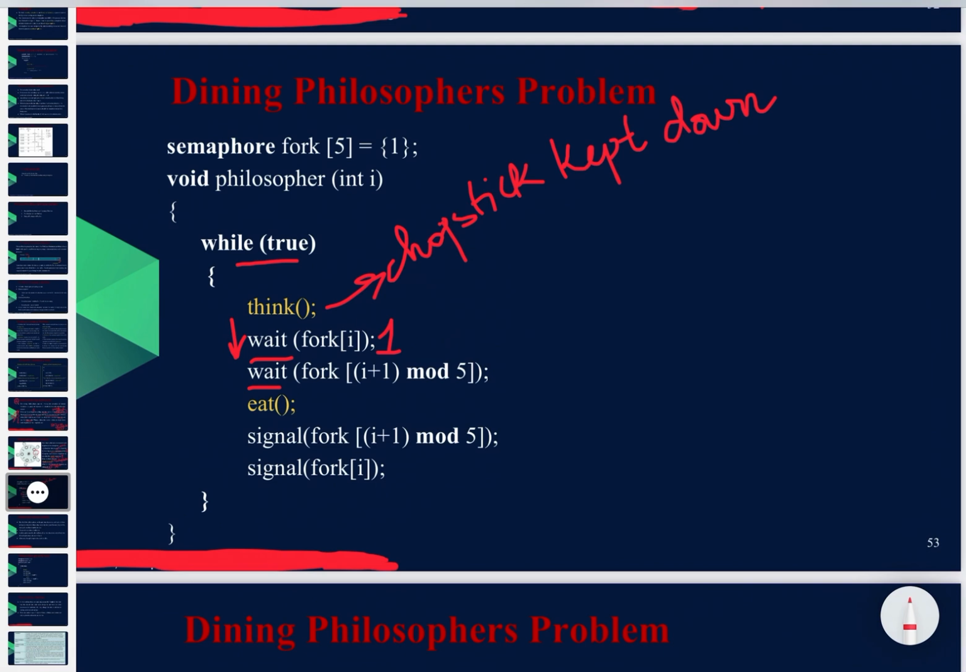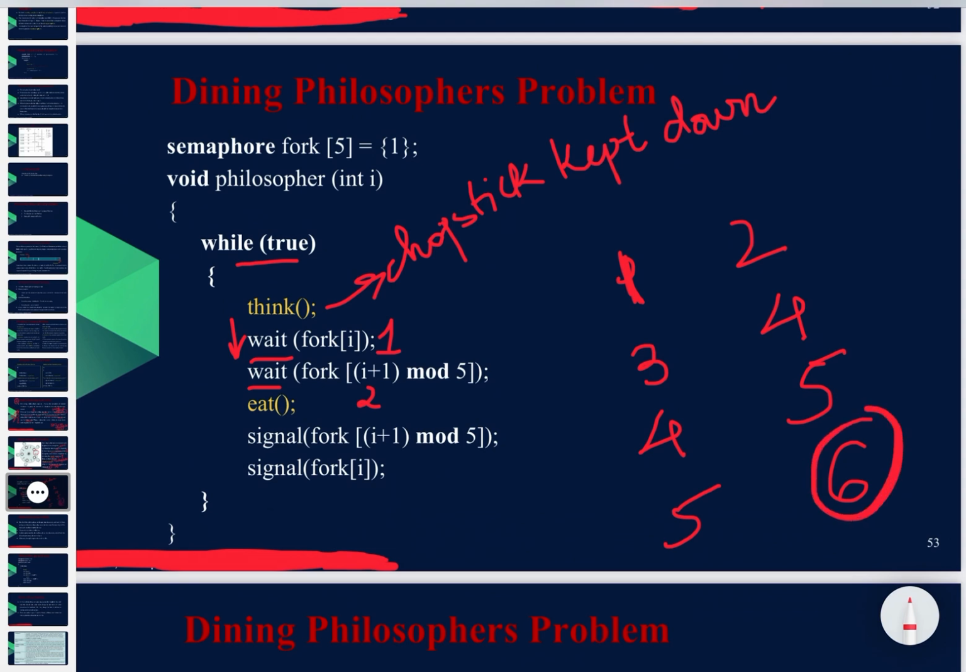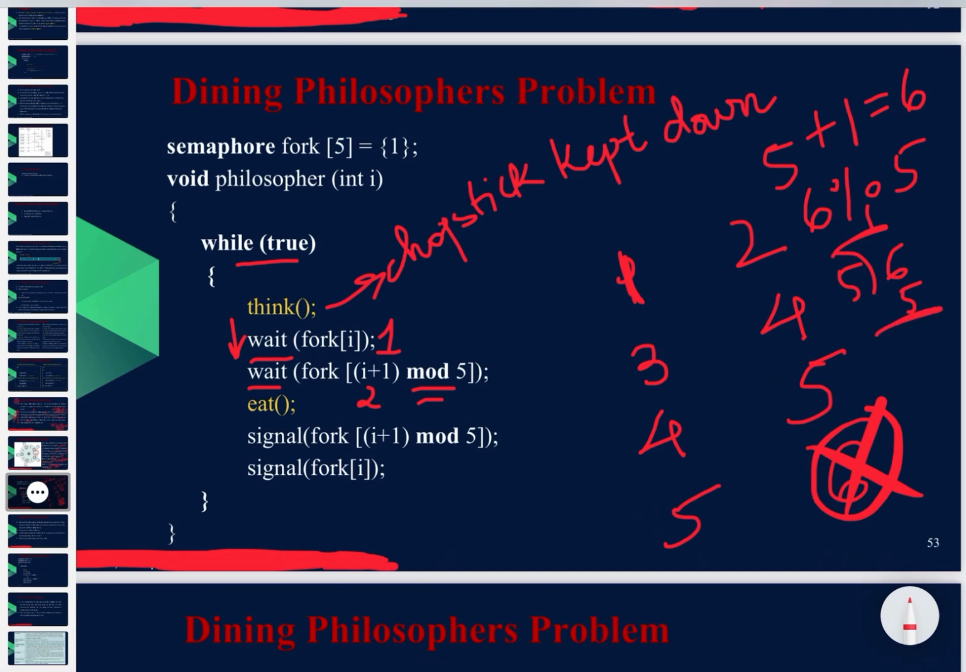Suppose the philosopher wants to use chopstick number 1 and chopstick number 2. i plus 1 is 1 plus 1, that is 2. Then the next will use 2 and 3, then 3 plus 1 is 4, then 4 plus 1 is 5, then 5 plus 1 is 6. Now, we don't have 6 chopsticks. So we write mod 5. When we say mod 5, 5 plus 1 is 6, and 6 mod 5, 5 ones are 5, the remainder is 1. So again the first chopstick will come.